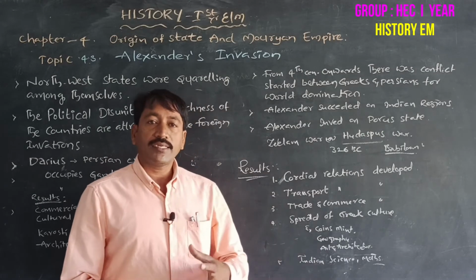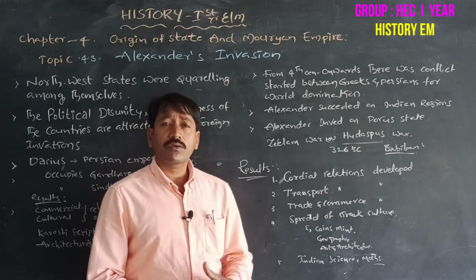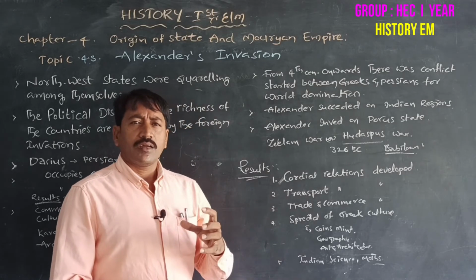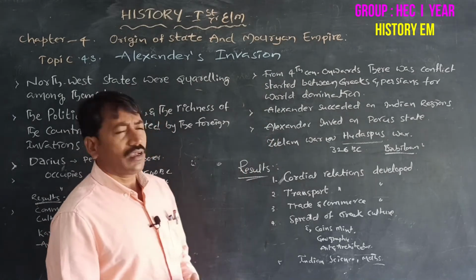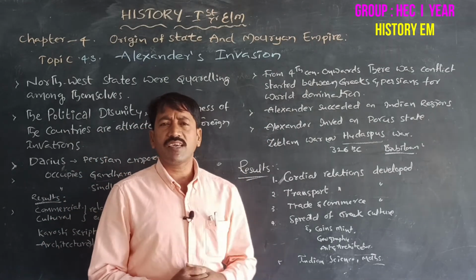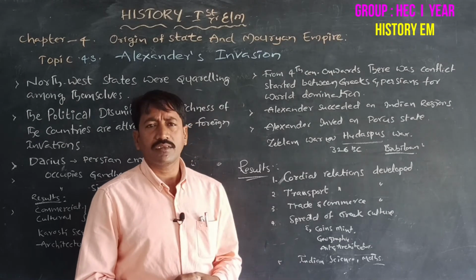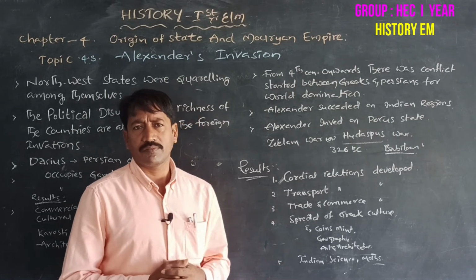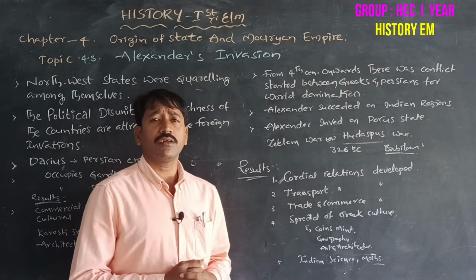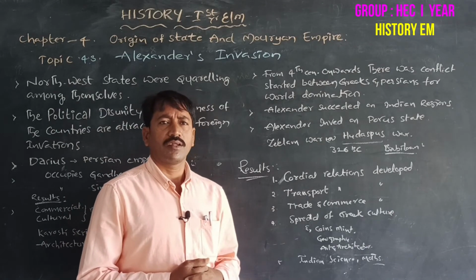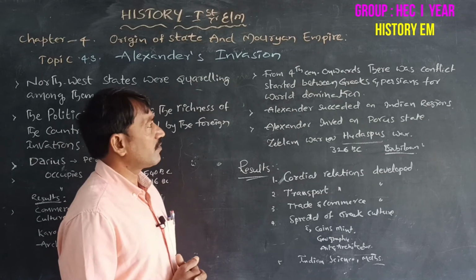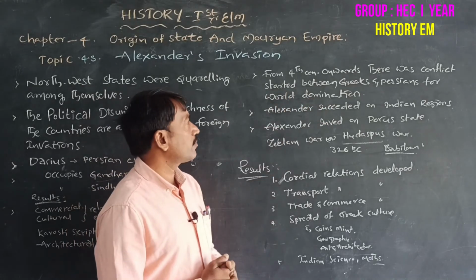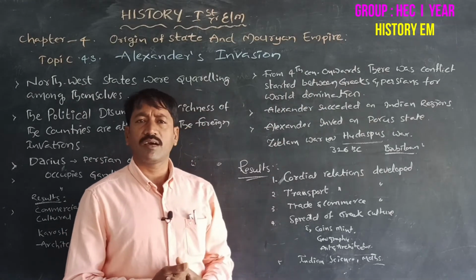Now I shall explain about the course of the Alexander invasion. From the 4th century BC onwards, a conflict started between Greeks and Persians over the domination of the world. Which year? 4th century BC onwards. A conflict started between Greeks and Persians for world domination.